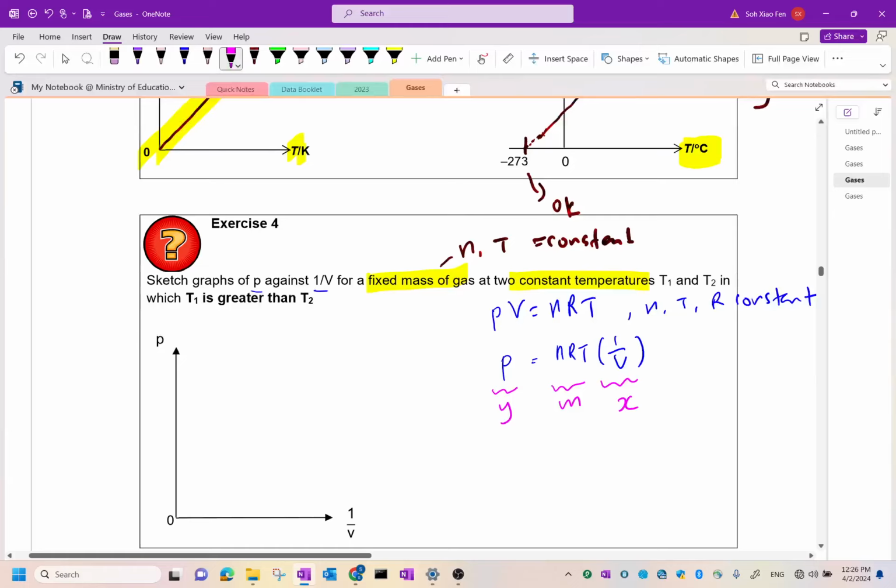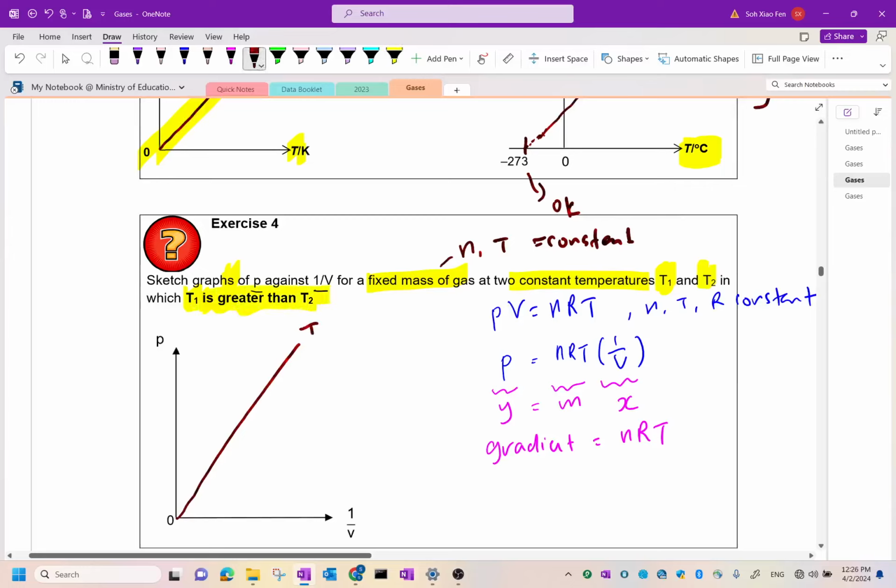So what does it mean? It means that my gradient is simply the value of nRT. So if it looks like a y equals mx graph, I should expect it to be a straight line that passes through the origin. But I don't just sketch for one, I'm supposed to sketch graphs, meaning more than one, and I have T1 and T2, and I'm told that T1 is greater than T2.